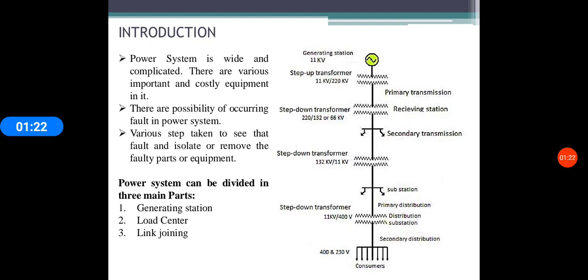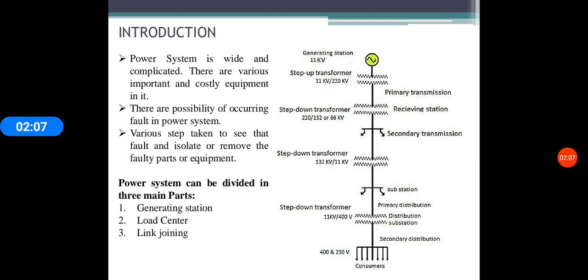Basically, the power system can be divided into three main parts. You can see the figure. The three main parts are generating stations, which generate 11 kV power; then load centers, with different stages to transmit power or to step up and step down using transformers; and the link joining the two load centers.